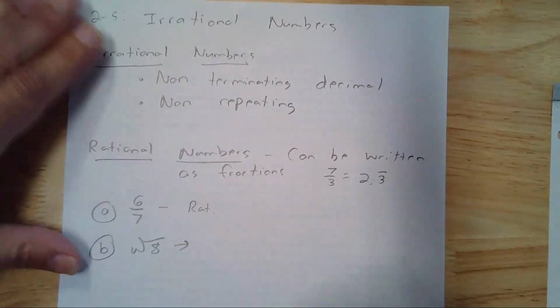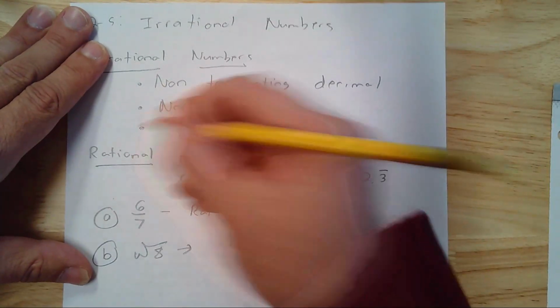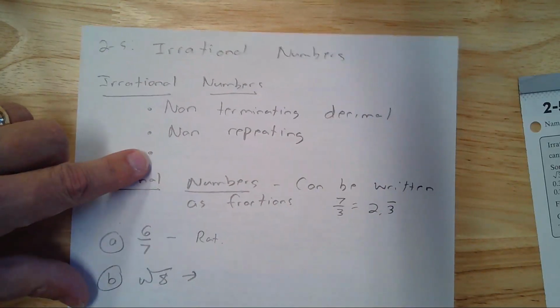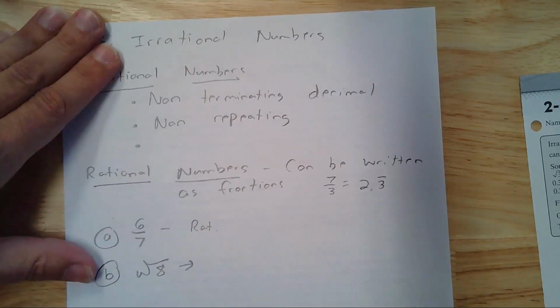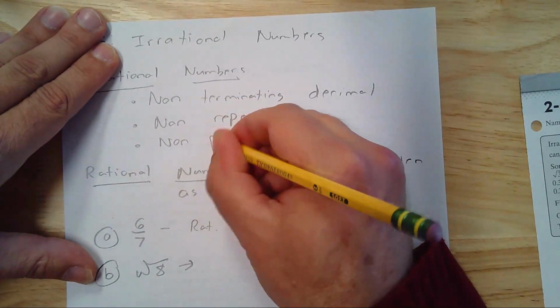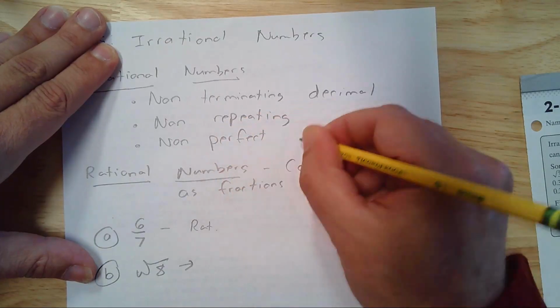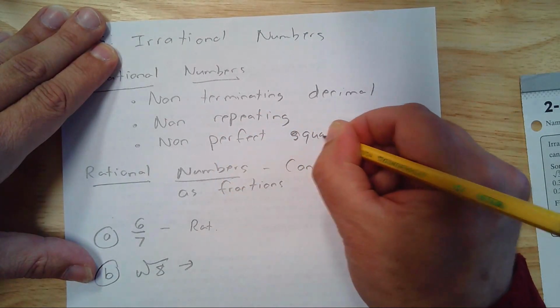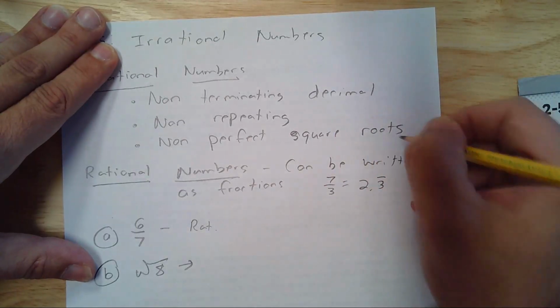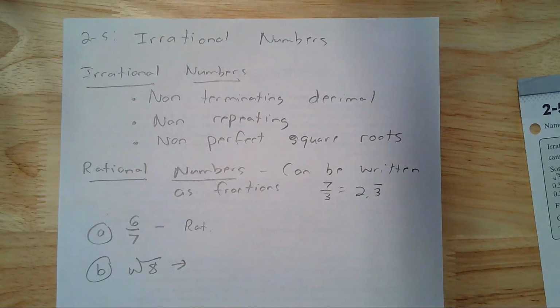So this is going to lead us to, back up here. See, I'm making a third dot here, right? Non-perfect square roots. So 2-4, you covered perfect squares, right? Or 2-3, I guess I should say, right? You just took a quiz on it.